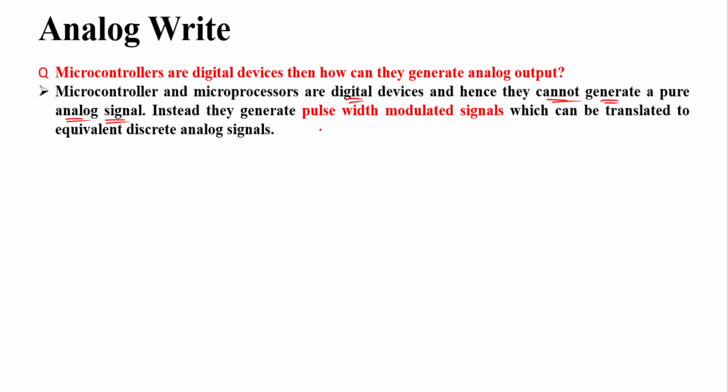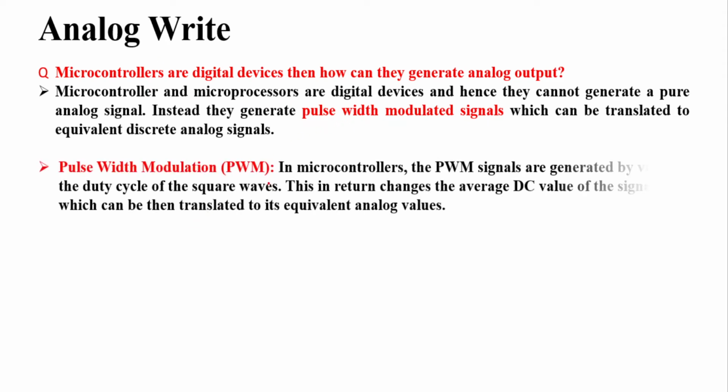Instead, they can generate a signal which is also known as pulse width modulated signals, which can be translated to equivalent discrete analog signal. Remember, these are discrete analog signals, they are not pure analog signals. So, in short, we can say microcontrollers and microprocessors generate pulse width modulated signals. So, we have to understand the concept of pulse width modulation.